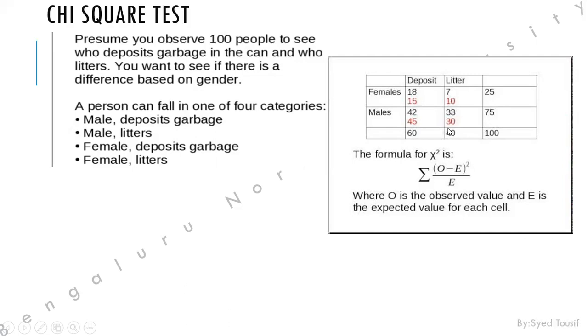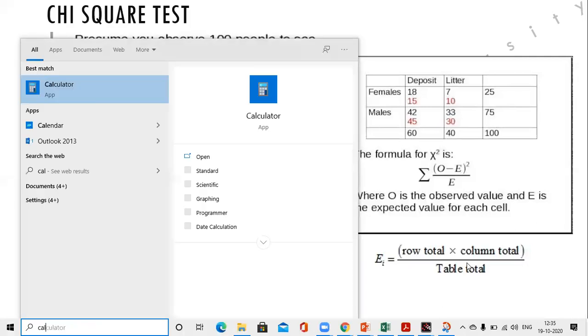Now we have to calculate the expected value for depositing and littering, for female and male. How can we calculate it? We can calculate it easily: row total into column total divided by the total amount. Total is 100. If we take female depositors, the row total will be 25 and the column total is 60, divided by 100. Let's calculate this one.